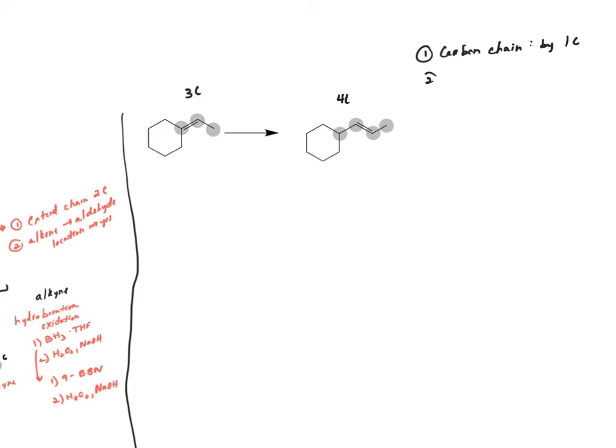And then number 2, we're going to ask about the functional group. So the functional group is an alkene in our starting material. It is also an alkene in our product, except it does move position, right? So it's in between carbons 1 and 2 in our starting material. It's in between carbons 2 and 3 in our product. So no to identity, that doesn't change, but yes to location.